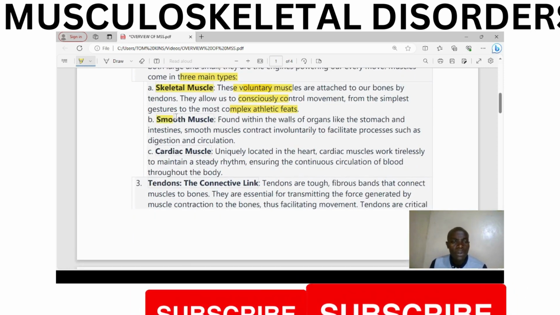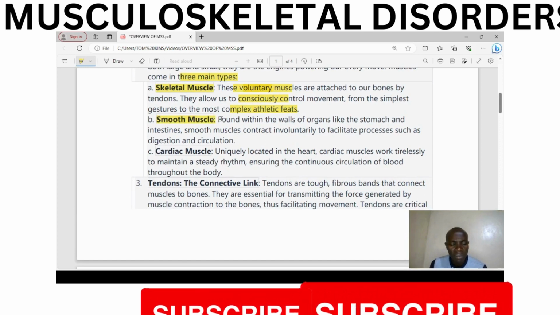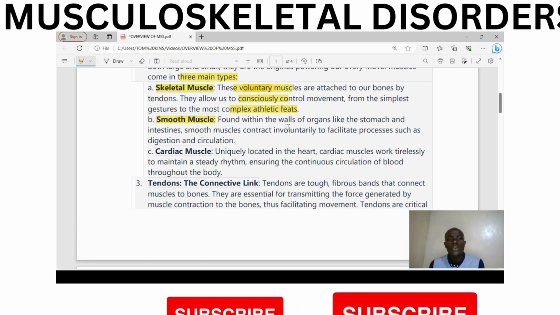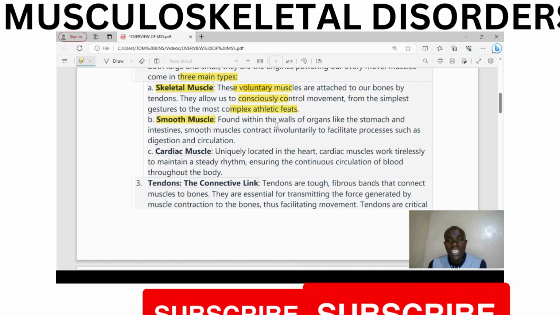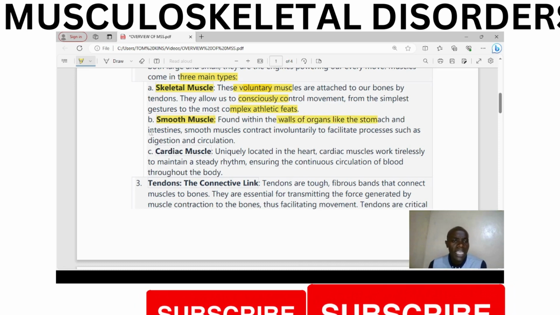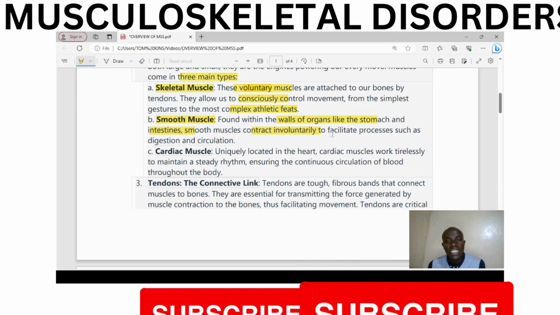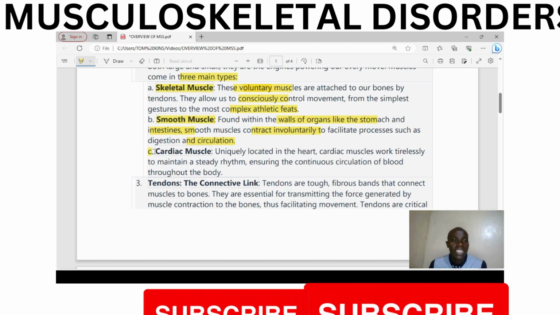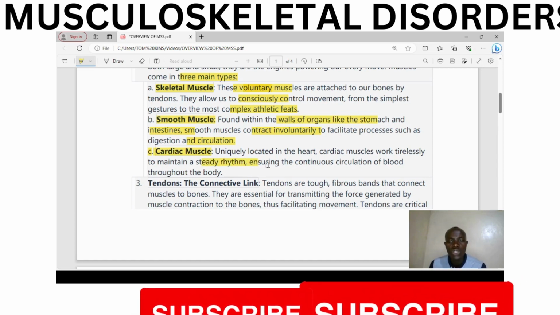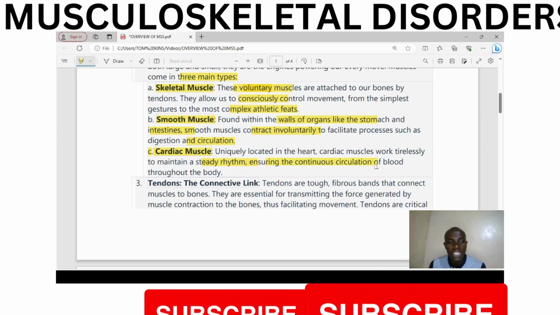We have the smooth muscles, and these are found in several organs within their walls, like the stomach and the intestines. Remember, they contract involuntarily to facilitate processes such as digestion. The last group of muscles is the cardiac muscles, and these are uniquely located in the heart, and they work tirelessly to maintain rhythm and ensure continuous circulation of blood throughout the body.